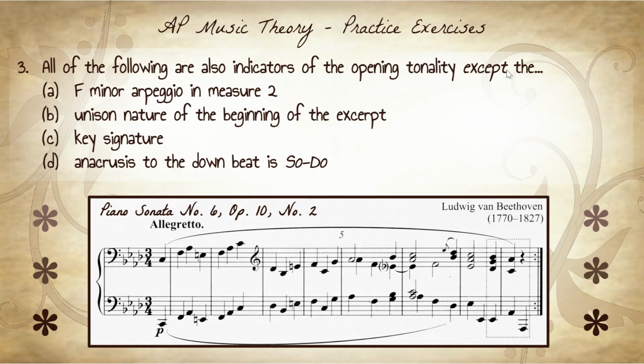Question 3. All of the following are also indicators of the opening tonality, except the A. F minor arpeggio in measure 2, B. Unison nature of the beginning of the excerpt, C. Key signature, or D. Anacrusis to the downbeat is so do.